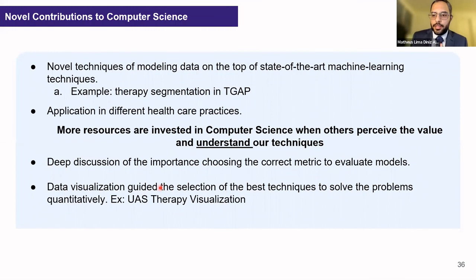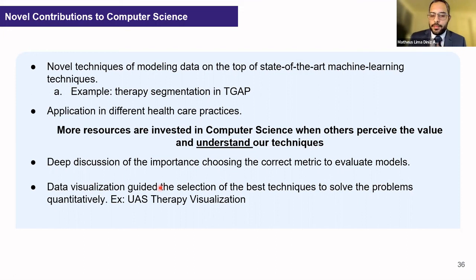The second point, which I think is one of the most important, at least personally, is that when we are able to show the value of computer science and what we can do with the models that we have to others from different fields, and when they understand what we are doing, much more resources will go to computer science. So I think this is a contribution to computer science.